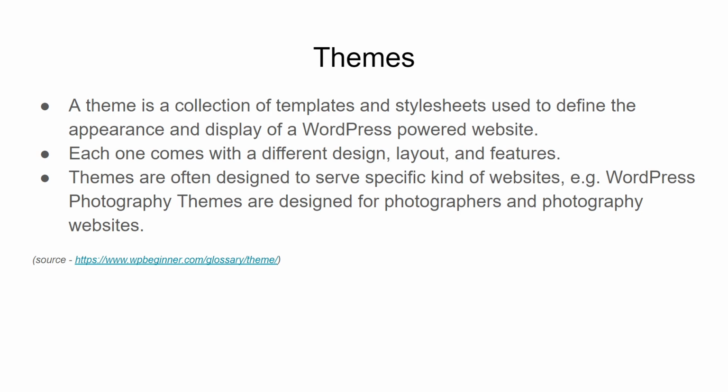So first, let's look at what themes are. In WordPress, a theme is a collection of templates and style sheets used to define the appearance and display of a WordPress-powered website. So this is more of a formal definition. A theme is a collection of templates and style sheets. You don't have to understand what the templates or style sheets are. We'll look at it later, but it's basically about the look and feel of the website.